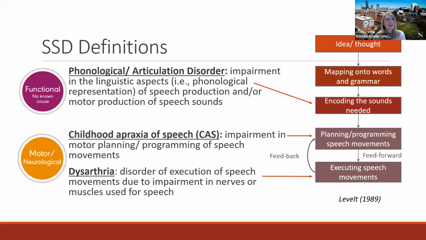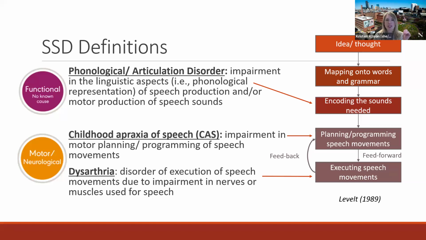So following these language processes, the top three blocks, you get into the motor component of speech production. That involves motor planning and programming that translates what you want to say into a sequence of motor goals. And then motor execution, which is where the brain is sending signals to the actual muscles to move in a certain way to produce speech. So phonological or articulation disorders are theorized to result from breakdowns at the phonological encoding level, where the sounds needed to produce the utterance are selected.